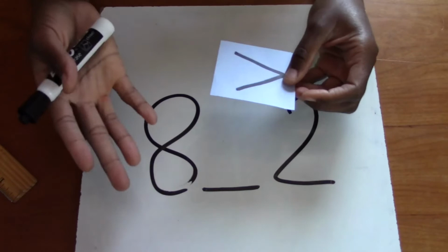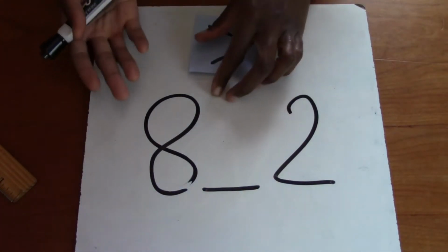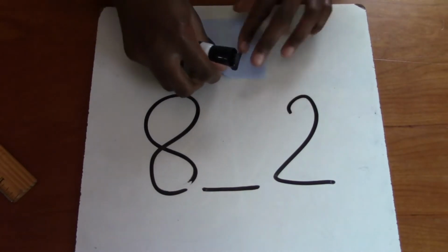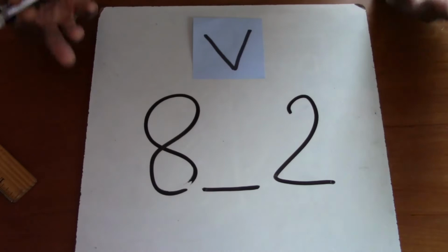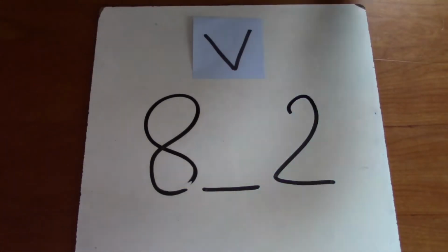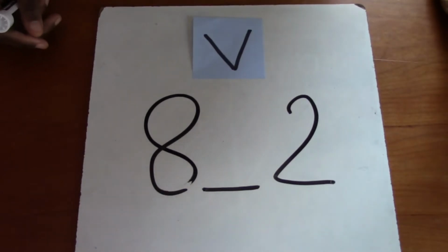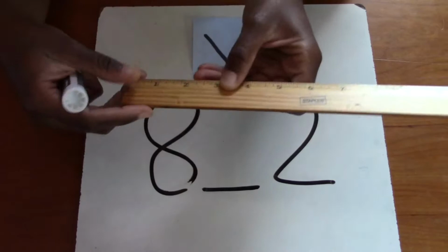Now, you may be asking yourself, how can I tell which of these numbers are larger? You may already know which one's larger. I'm just going to turn it that way so I don't give you any hints. If you don't, something that you can use is a number line. Now, you may say, I don't have a number line in my house. Well, you do have a ruler.